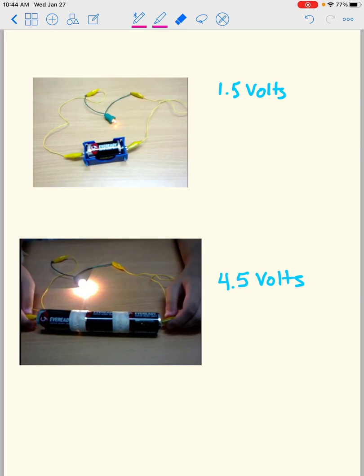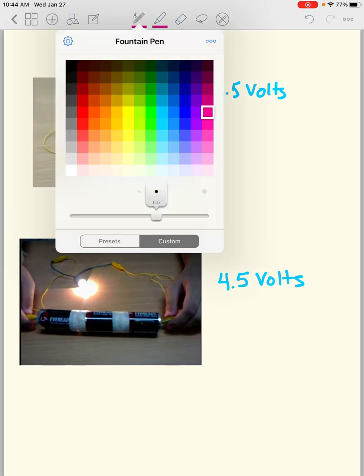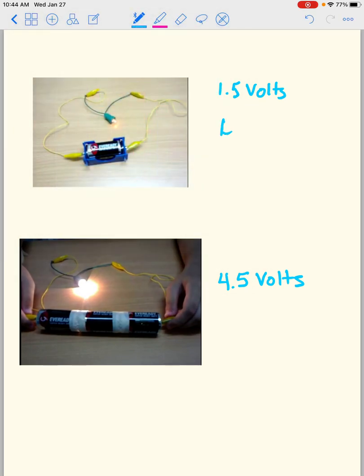All right, let's review a little bit of information about circuits and the size of the electric current and energy that is produced. Notice that we watched a video here the other day, and we have two different circuits set up. The first one has one battery, which is 1.5 volts. And notice that the light is pretty dim. But in the next picture, we see three batteries, and the light is very bright.